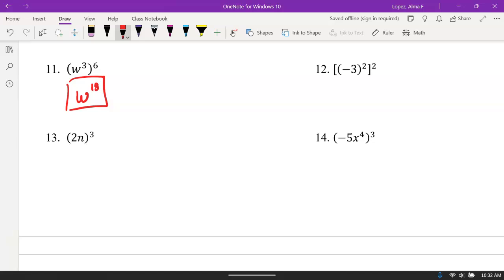And number 12, I have a negative 3 raised to the 2nd power. That's raised to the 2nd power. Power problem, a power raised to a power. So it's actually negative 3 to the 4th power. And when I clean that up, I will end up getting 81, positive 81.